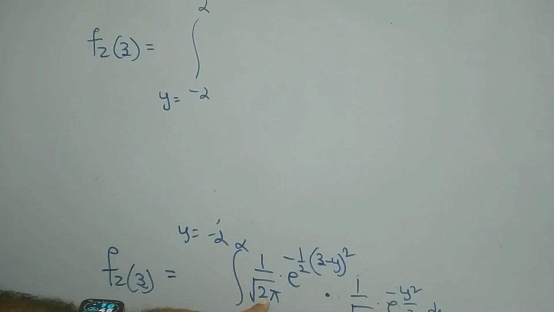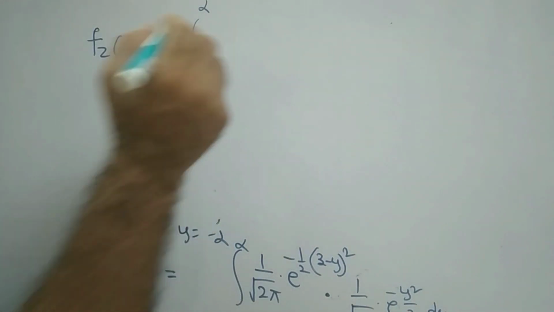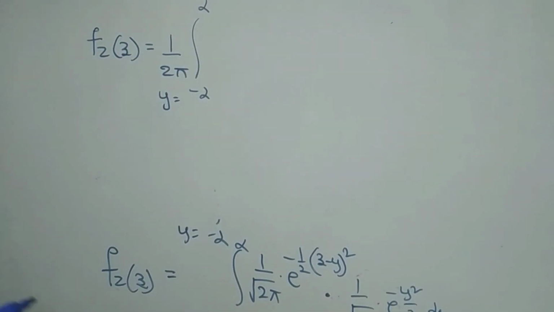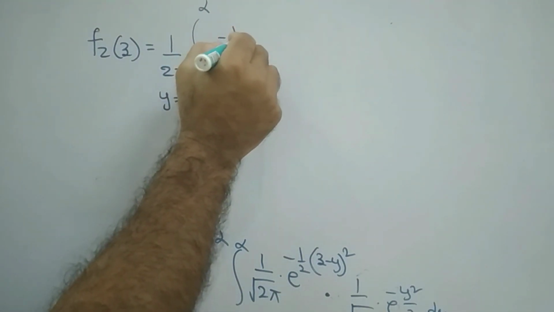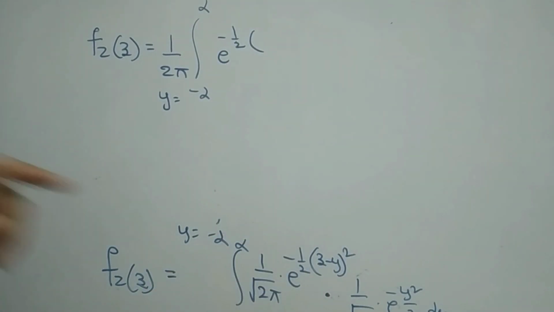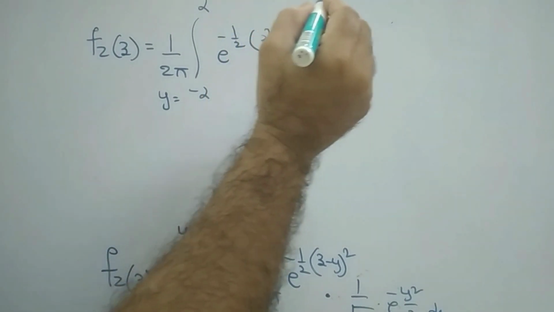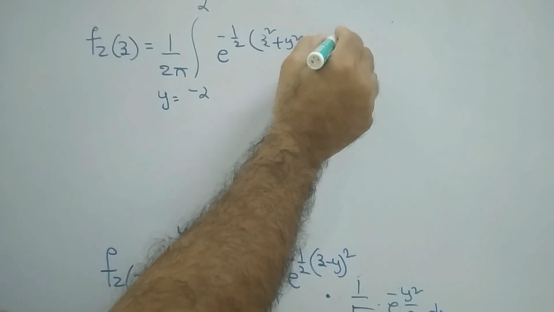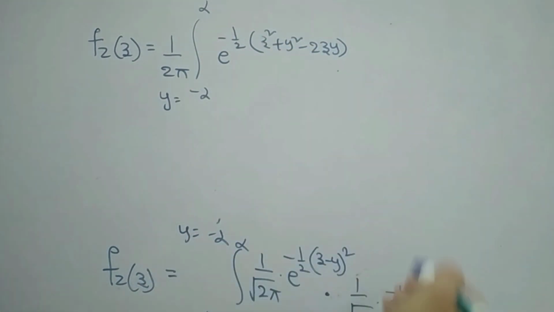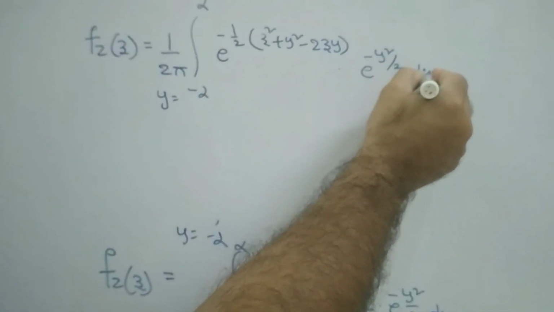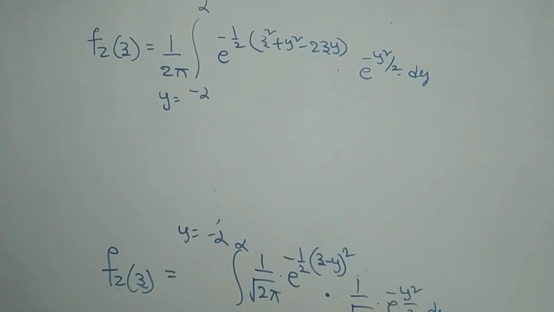Now, 1 by root 2 pi multiplied with 1 by root 2 pi is simply 1 by 2 pi. You can write it outside of the integral as 1 by 2 pi. Clear? And then what is the remaining part? e power minus half into z minus y whole square. You can expand it in a minus b whole square form, that is z square plus y square minus 2 into z y. Clear? And the other part is e power minus y square by 2 into dy. Clear?